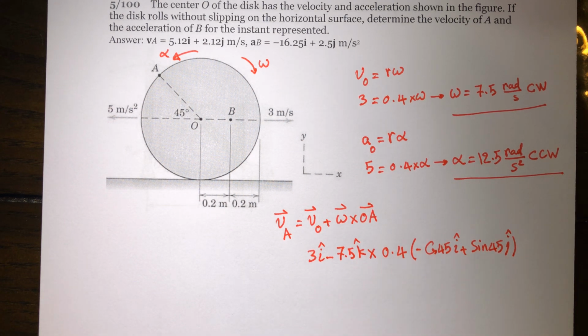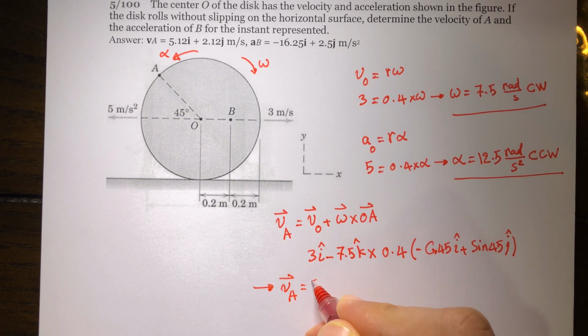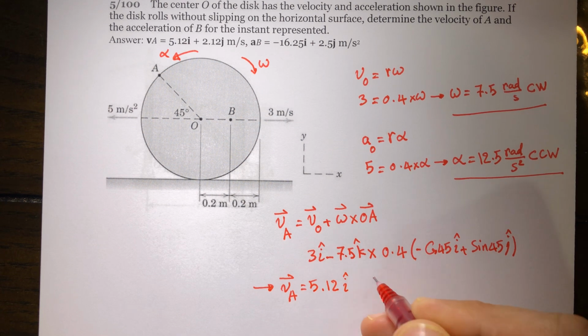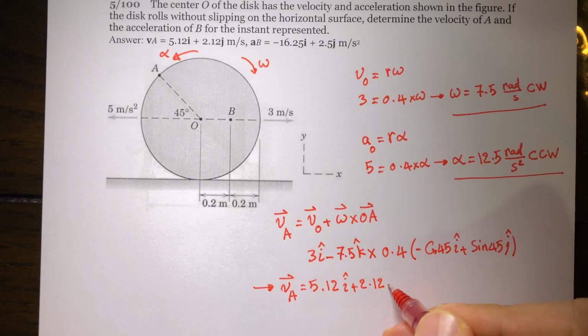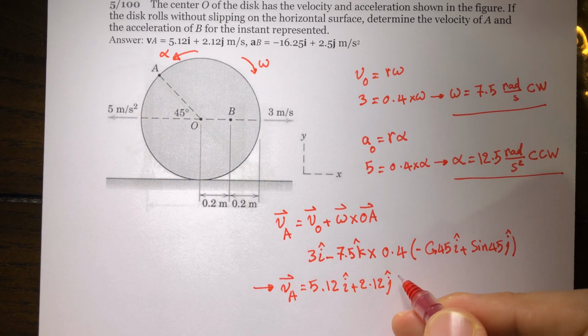Here we have a cross product. We need to do that cross product. K cross I is J, K cross J is negative I. So if you do that and add this 3I to it, velocity of A will be equal to 5.12 in the I direction plus 2.12 in the J direction, and the unit is meter per second.